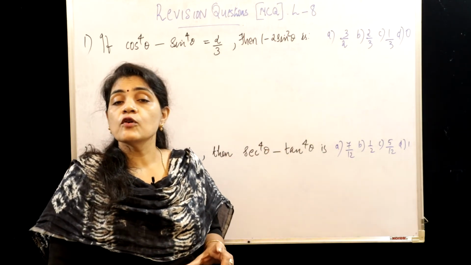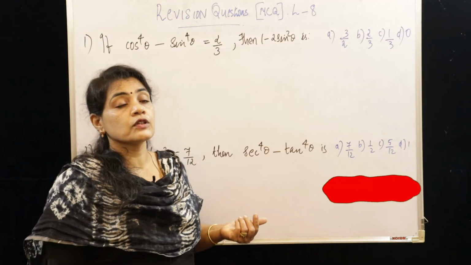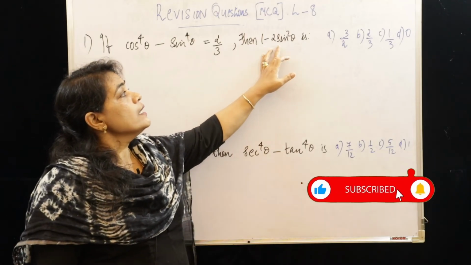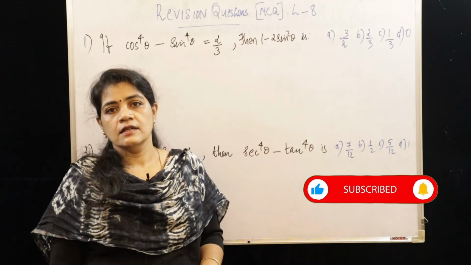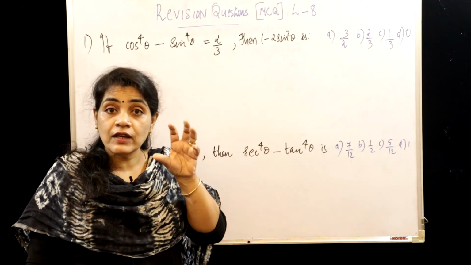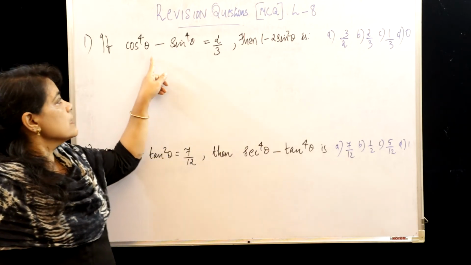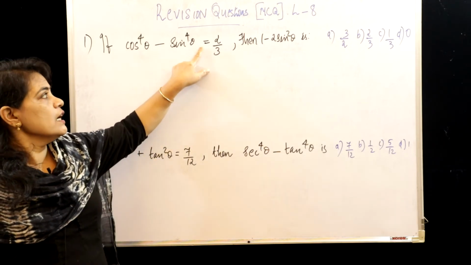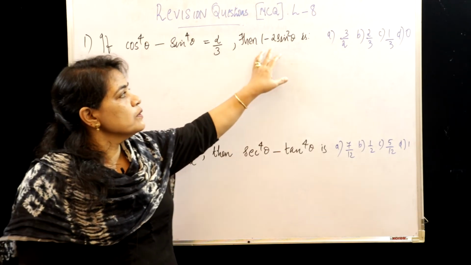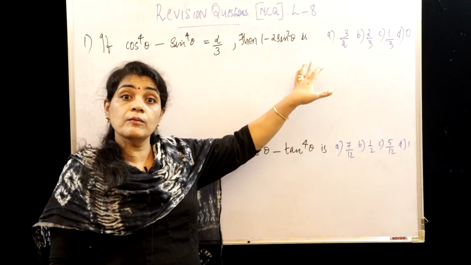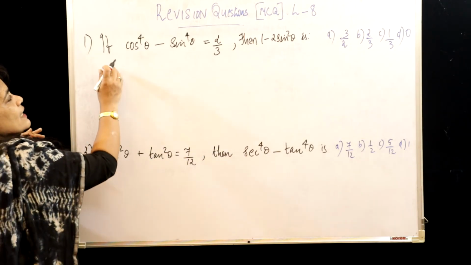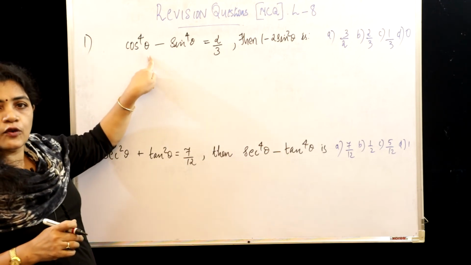If cos raised to 4 theta minus sin raised to 4 theta is equal to 2 by 3, then 1 minus 2 sin square theta is? We have 4 options. What is given is that cos raised to 4 theta minus sin raised to 4 theta equal to 2 by 3. From this we have to reach the form, that is, what will be 1 minus 2 sin square theta.